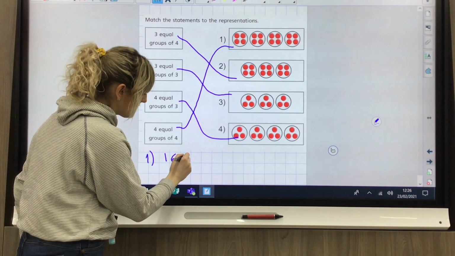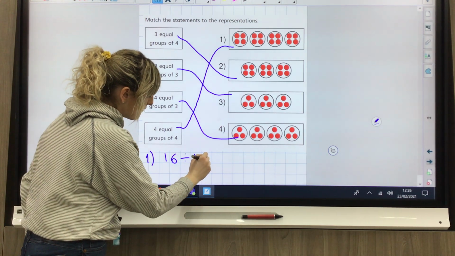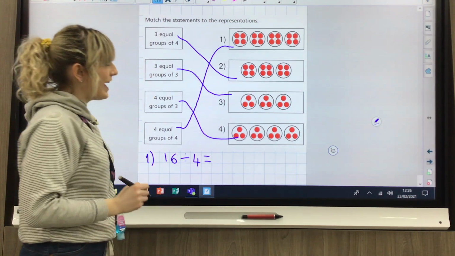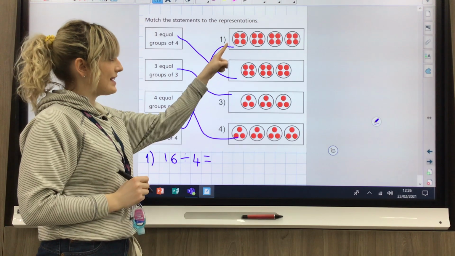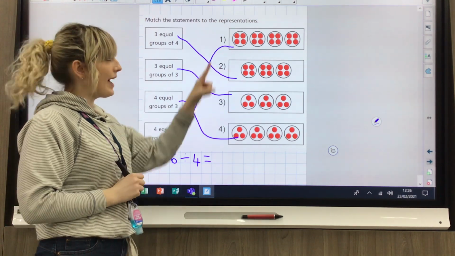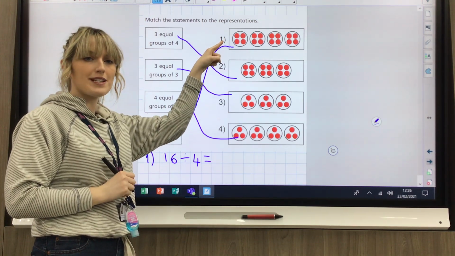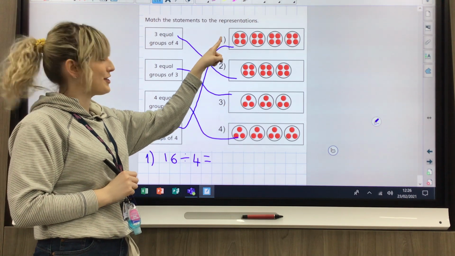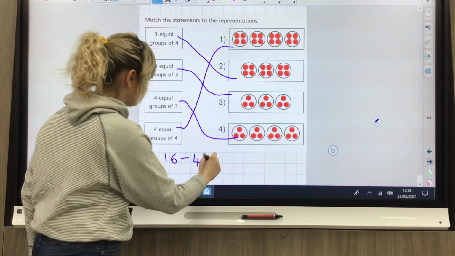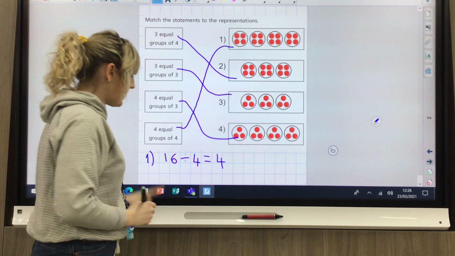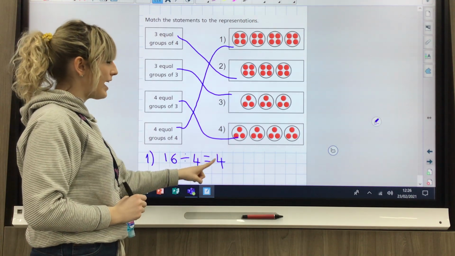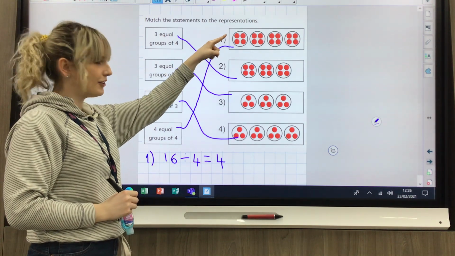So it's been divided by 4, and the answer is how many is in each group. So how many counters are in each group? Say it out loud. Well done if you said 4. So 16 divided by 4 is 4.